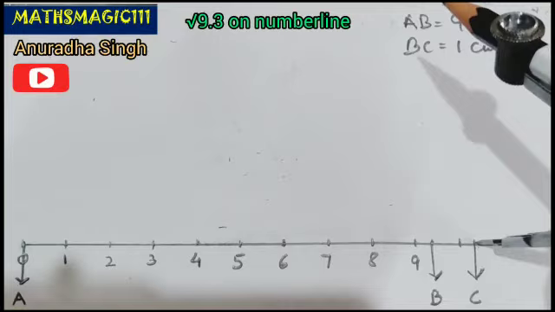And see, I have drawn a line. First step is that I have drawn a line. मैंने एक line draw कर दी है A 1, 2, 3, 4, 5, 6, 7, 8 and at 9.3 I have drawn B and then from B to C I have taken 1 centimeter. AB is equal to 9.3 centimeter and BC is equal to 1 centimeter.